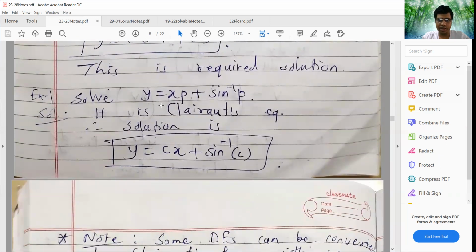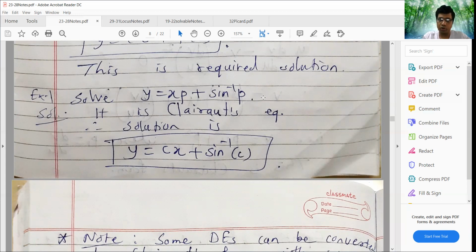So here is the equation y equal to xp plus sine inverse p. Your solution is y equal to cx plus sine inverse c. You may have some common factor multiplied. For example, if I write p square into y equal to x into p cube plus p square into sine inverse p, then p square is a common factor which can be cancelled, and you will have Clairaut's form.